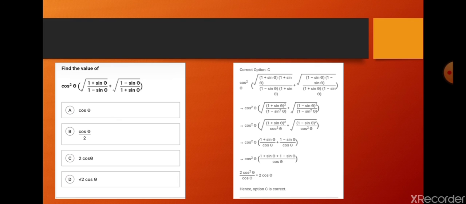Removing the roots gives cos square theta into (1 plus sin theta divided by cos theta plus 1 minus sin theta divided by cos theta). That equals cos square theta into (1 plus sin theta plus 1 minus sin theta) divided by cos theta. Sin theta will get cancelled, 1 plus 1 is 2, 2 divided by cos theta into cos square theta. Cos theta and cos square theta, one cos theta will get cancelled. Hence, we are left with 2 cos theta. Hence, the correct option is C.